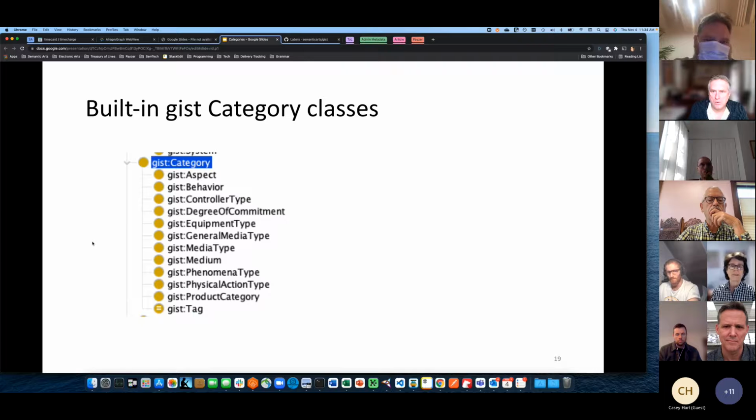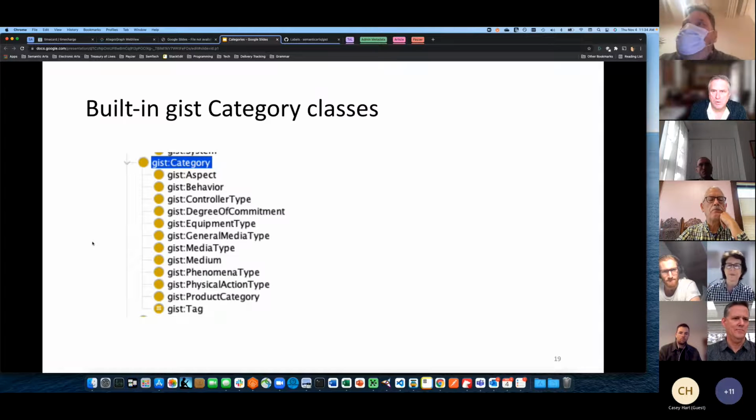I will note that GIST has a number of built-in category classes that you can use. I've used aspect and product category. Those seem to be quite useful. I don't have any experience with the other ones, but maybe other of our ontologists do. And certainly, there's any number of possible category classes depending on your knowledge domain.